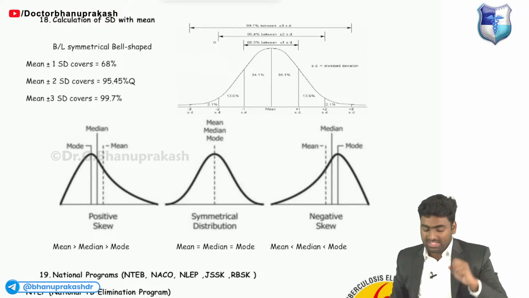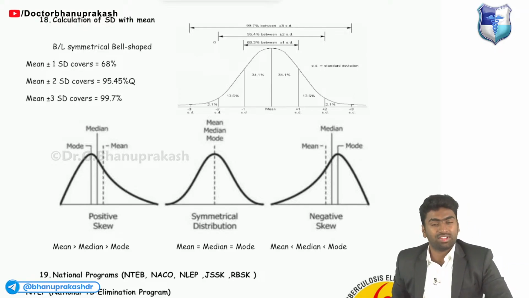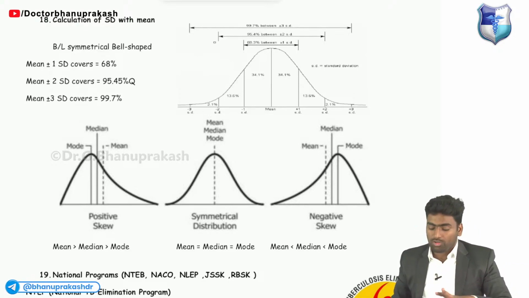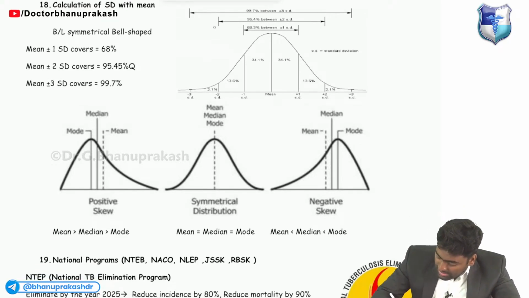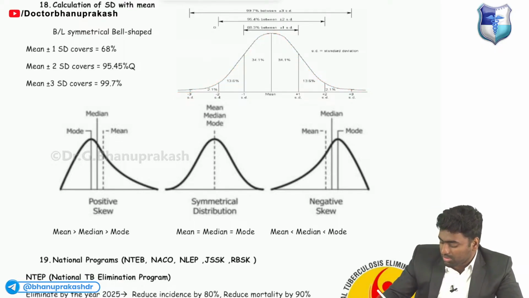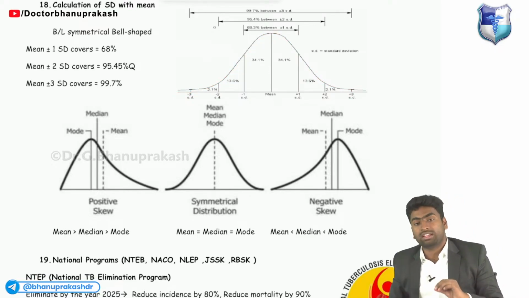Next, we'll move on to standard deviation. If you see the normal standard deviation curve, it will be the normal distribution curve, it will be the bell-shaped curve. And once you see this bell-shaped curve, you will be able to see these types of standard deviations.